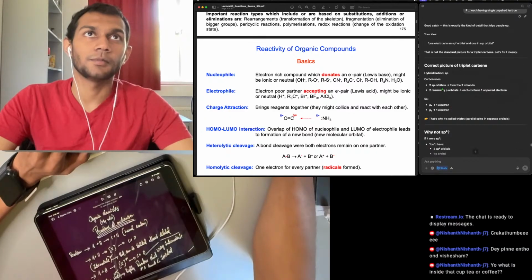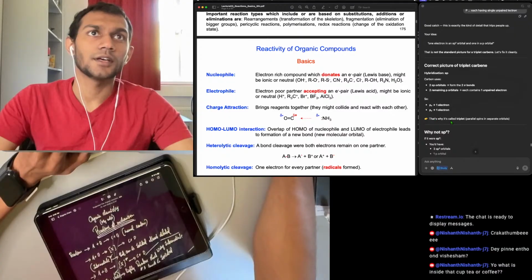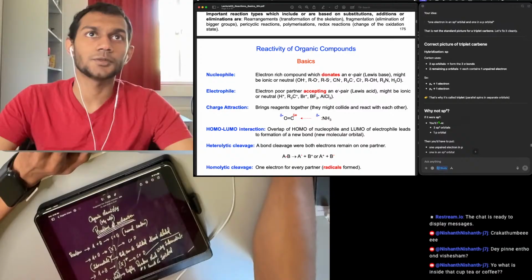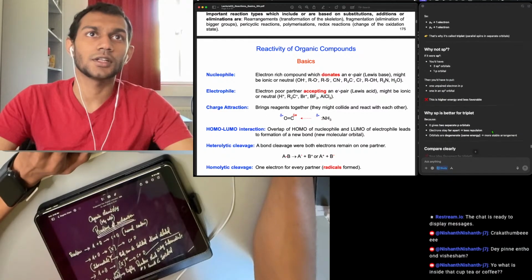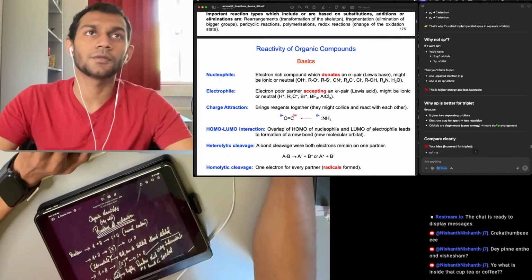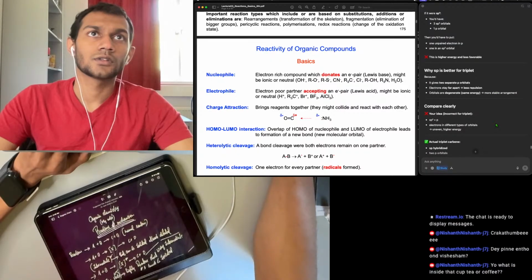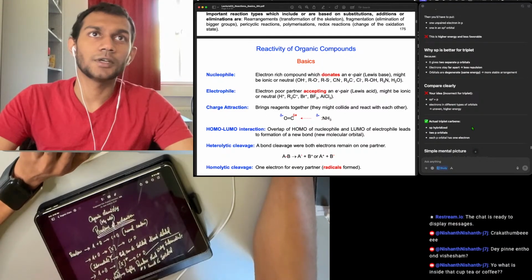Correct picture of triplet carbene. Carbon forms two sigma bonds, two remaining p orbitals. Each contains one unpaired electron. That's why it's called triplet. Parallel spins in separate orbitals. Why not sp2? If it were sp2, this is higher energy and less favorable. Why sp is better for triplet? Because it gives two separate p orbitals. Compare cleanly. Your idea is incorrect for triplet. Electrons in different types of orbitals, uneven, higher energy. Actual triplet: sp hybridized, two p orbitals each.